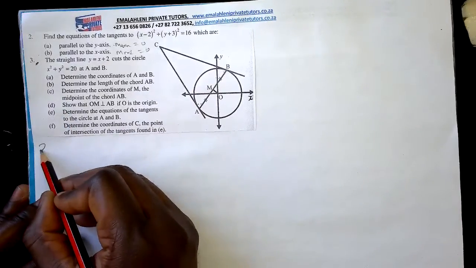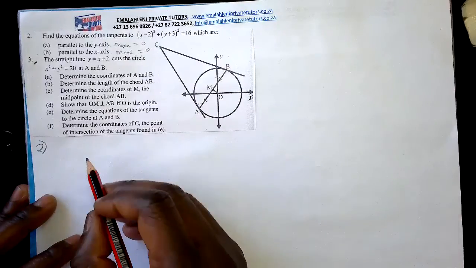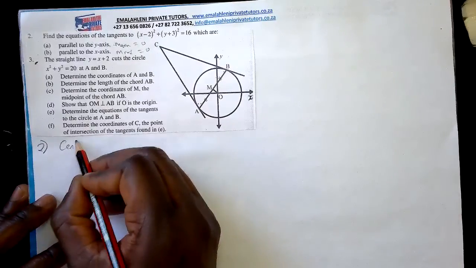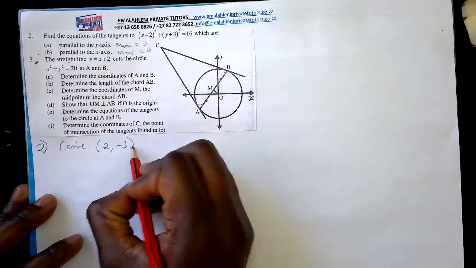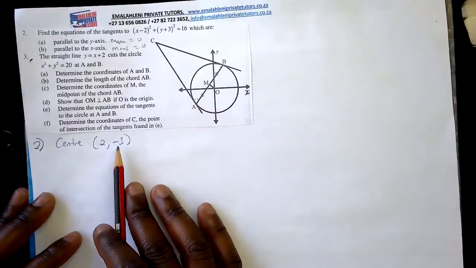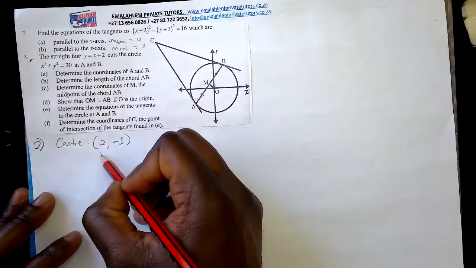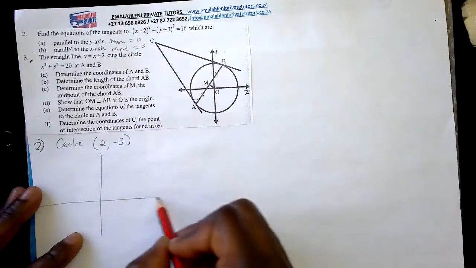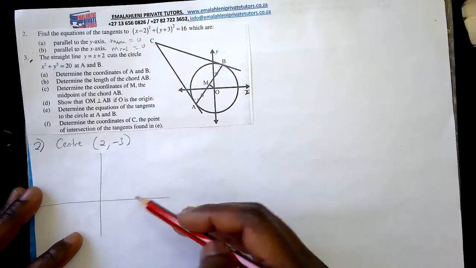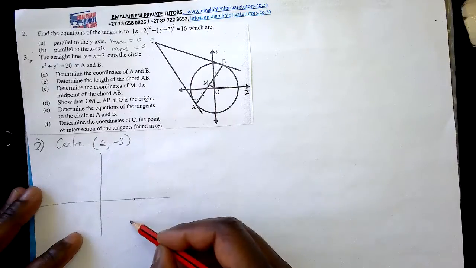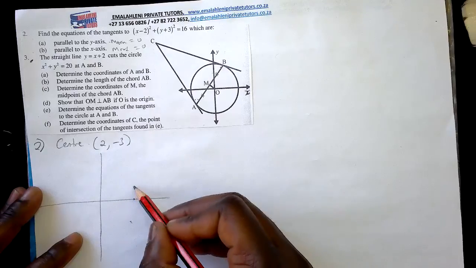So for question 2, I just want to sketch a graph here, because our center from the graph is 2 and negative 3. When can we have 2 and negative 3? Let's just draw a quick graph there. Where is 2 and negative 3? The center is somewhere here. Then let's just draw a circle like this.